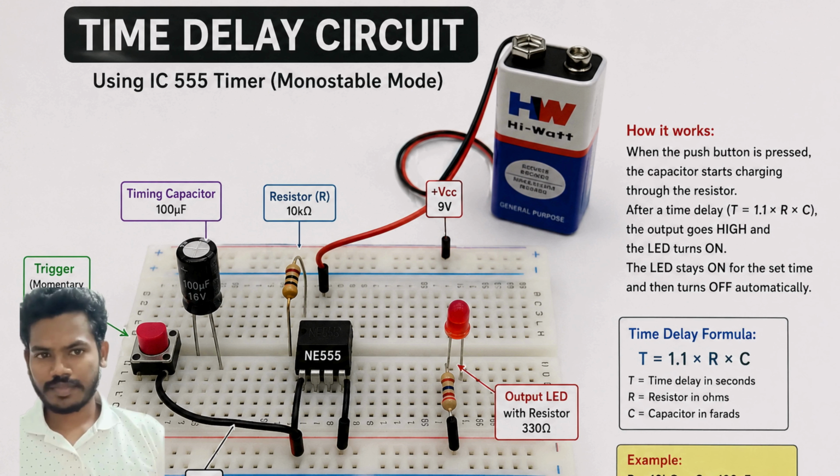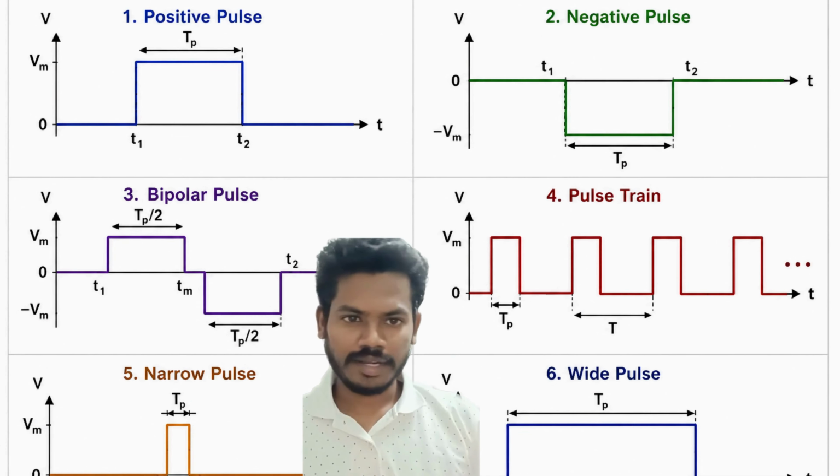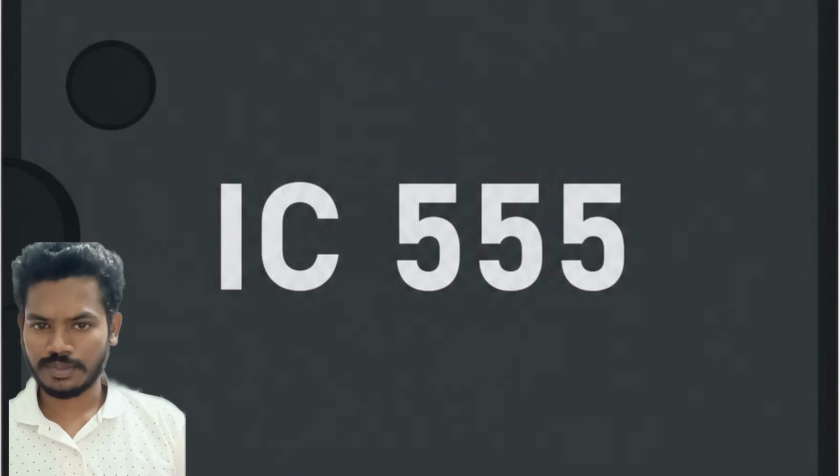The 555 timer IC is one of the most popular integrated circuits in electronics. It is mainly used to generate time delays, generate pulses, produce square wave signals, blink LEDs, generate sounds, control simple electronic circuits.